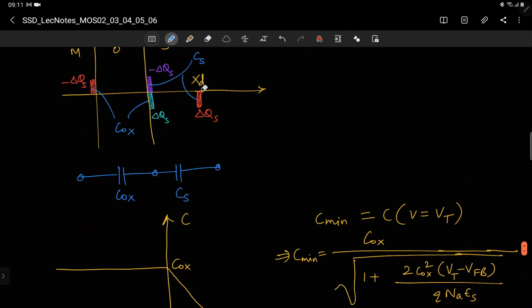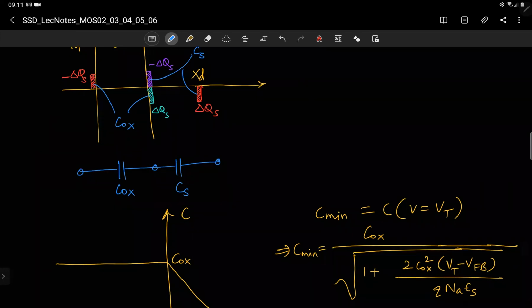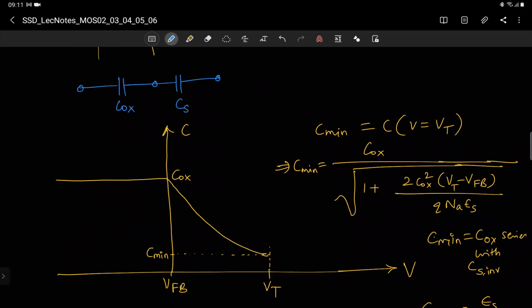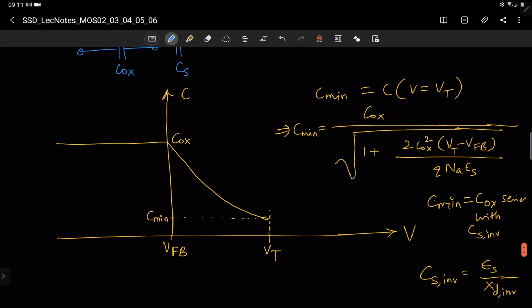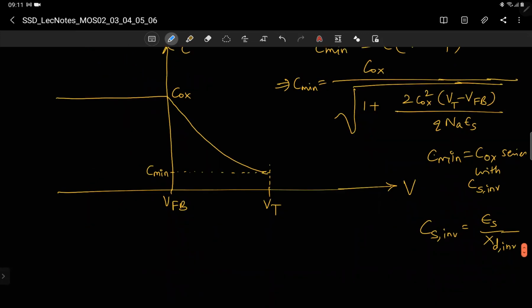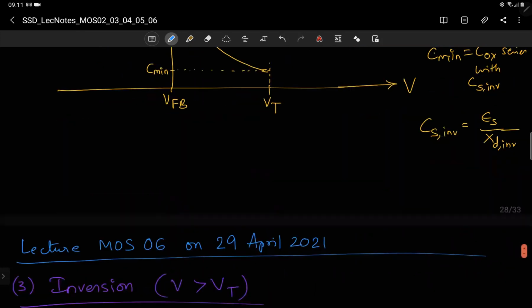reaches maximum. We have seen that at threshold, the depletion region reaches maximum depletion width, and beyond threshold voltage, we saw that the depletion width does not increase, because inversion charge will start coming. So inversion charge starts dominating, and the increase in depletion charge will be insignificant for V beyond VT. So that is what we are going to see now. What is going to happen for C beyond V equal to VT? That is today's lecture.